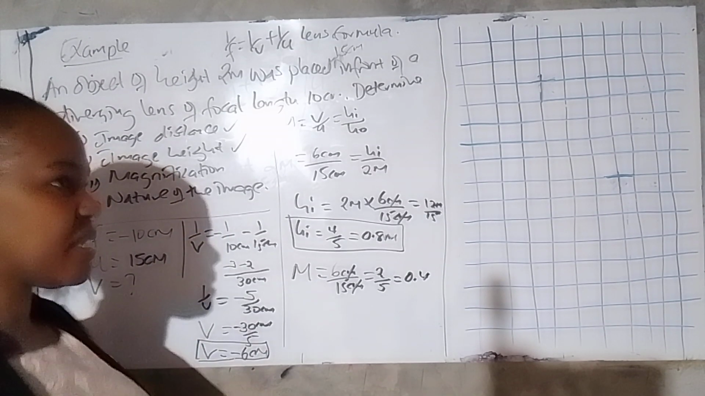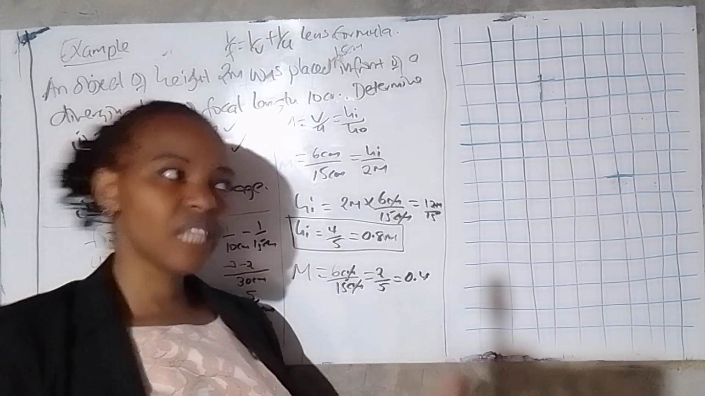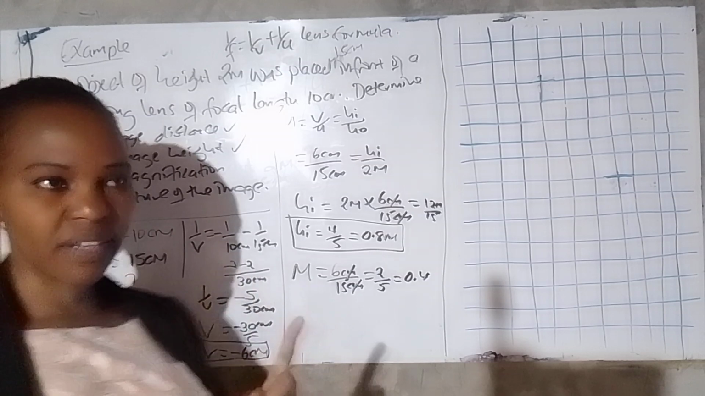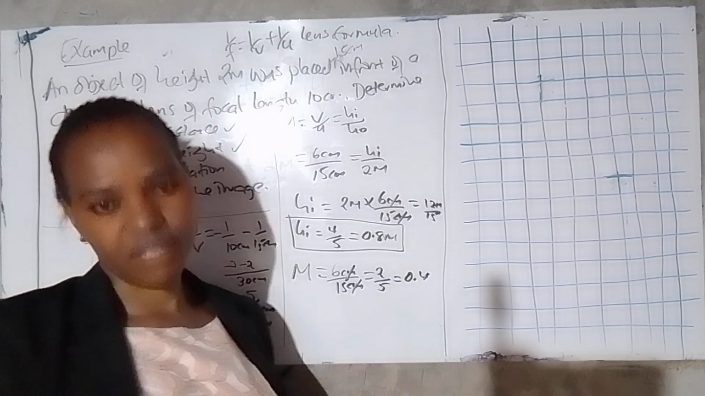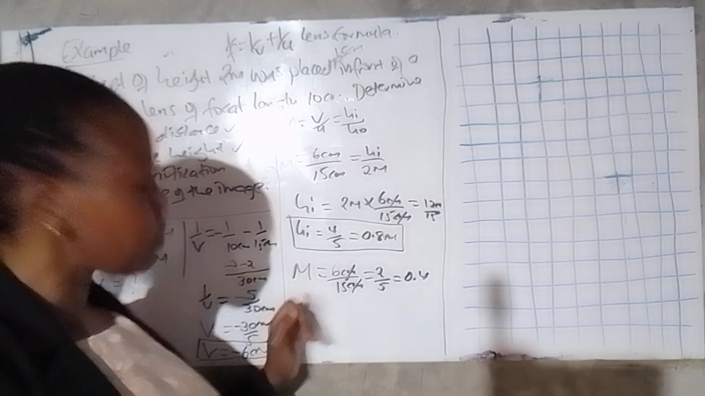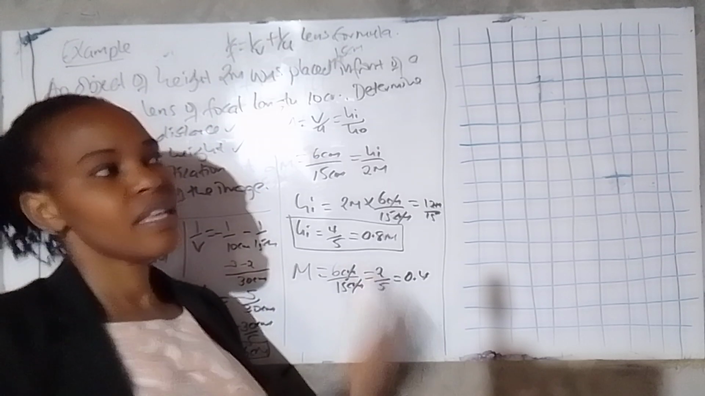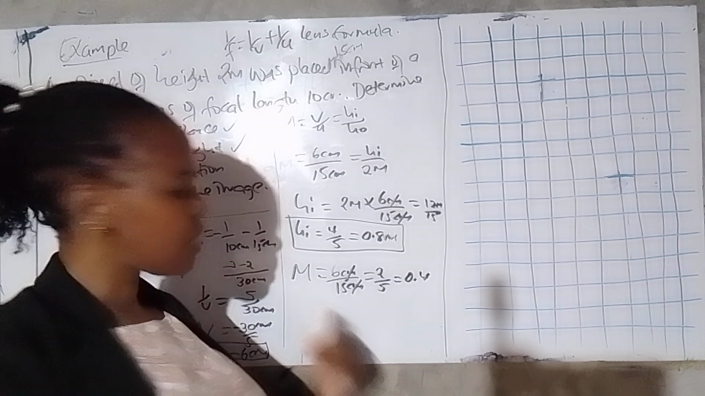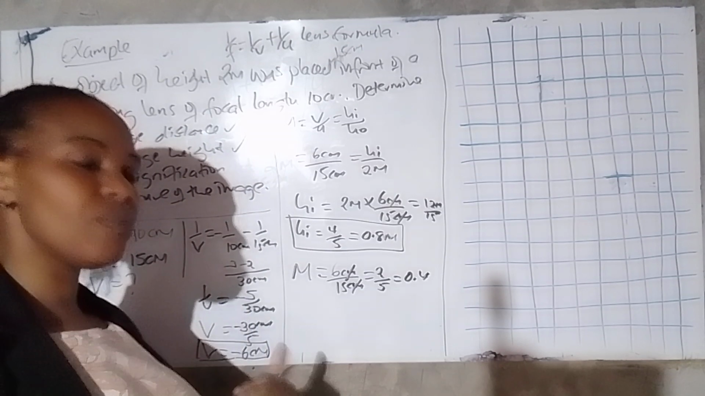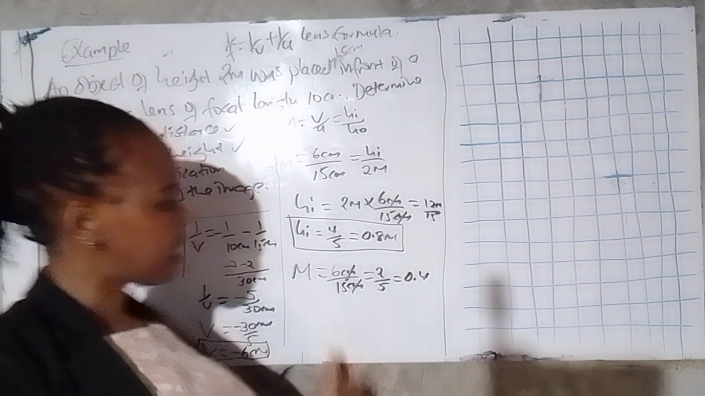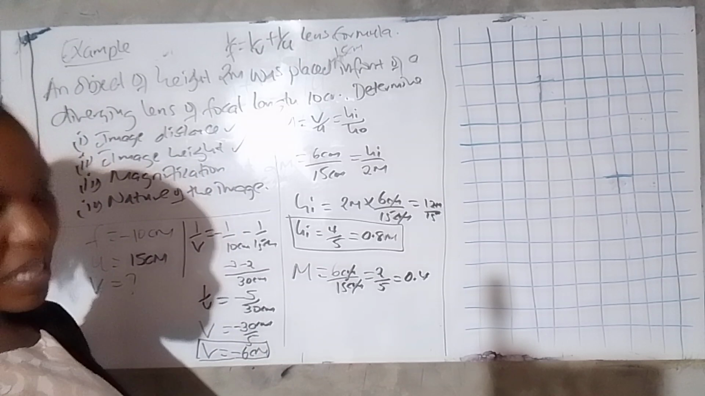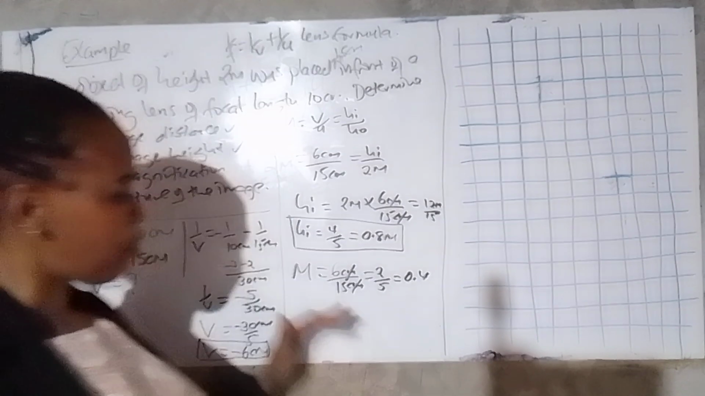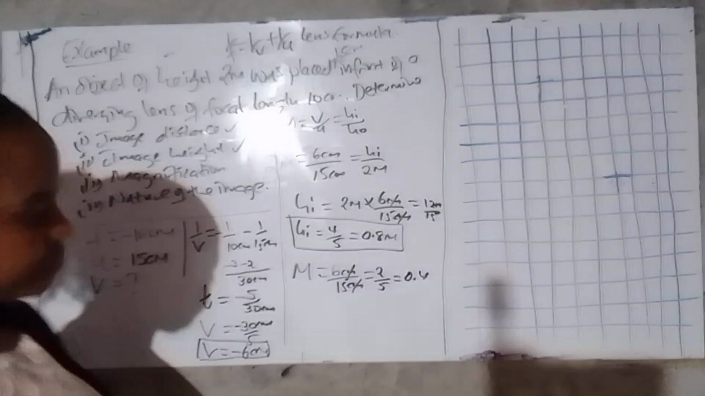Remember, magnification is a measure of the size of the image relative to the size of the object. So if magnification is 1, then the image and the object have the same size. If magnification is greater than 1, the image is magnified, meaning it is bigger than the object. If it is less than 1, we expect the image to be smaller than the object. And in our case, because we are using a diverging lens, all images are diminished, meaning they are smaller than the object.